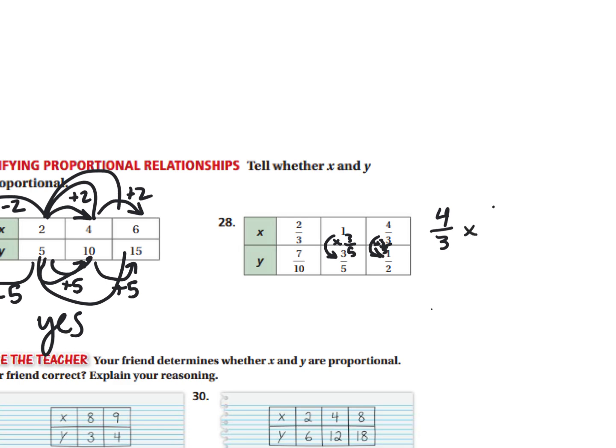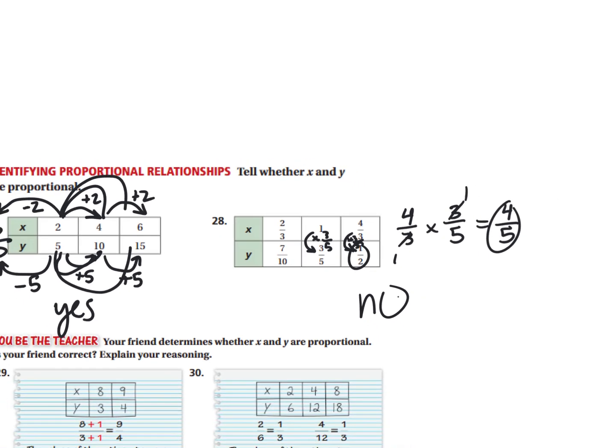4/3 times 3/5. Right, these two can cancel each other out, and I'm left with 4/5. But notice I was looking for 1/2. The second I find one that doesn't work, I can say no, these are not proportional. You could have tried it with the first two as well. You'll still see that it does not work.